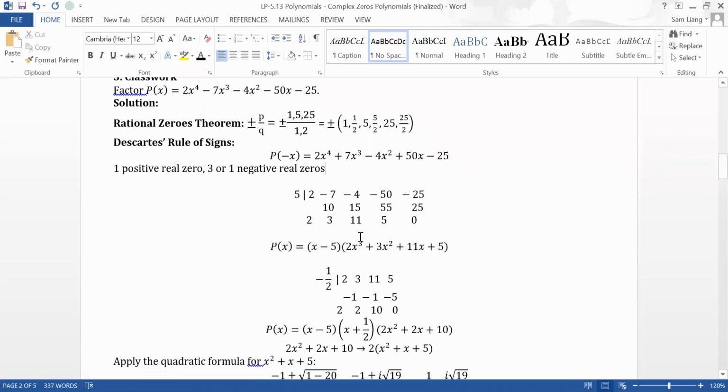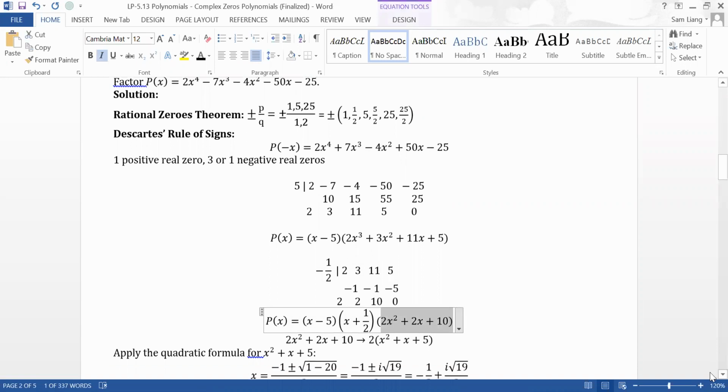And then from there, I'm going to factor this further, right? 2x cubed plus 3x squared plus 11x plus 5. I'm going to divide this by x plus 1/2, which means that the c value is -1/2. So the coefficients there are 2, 3, 11, 5. Okay, and then you can see from the bottom row, sorry for the misplacement, we get 2, and then 2 after you add, and then 10 and 0. Which means that the polynomial can now be written as x minus 5 times x plus 1/2 times 2x squared plus 2x plus 10. Okay, so at that point, you can use the quadratic formula.